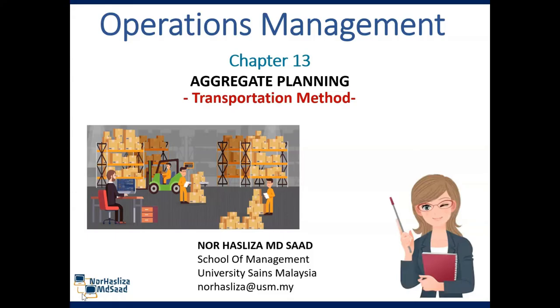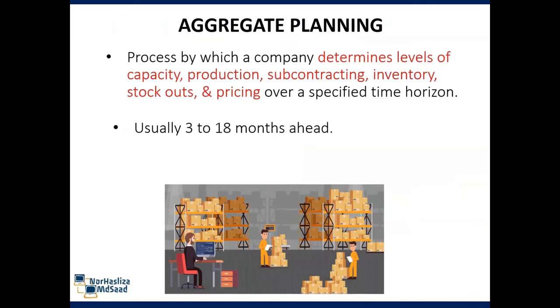Operations Management class. In this video, I will teach you how to calculate aggregate planning using the transportation method. Aggregate planning is a process by which a company determines levels of capacity, production, subcontracting, inventory, stockout, and pricing over a specified time horizon. It usually takes 3 to 18 months ahead.